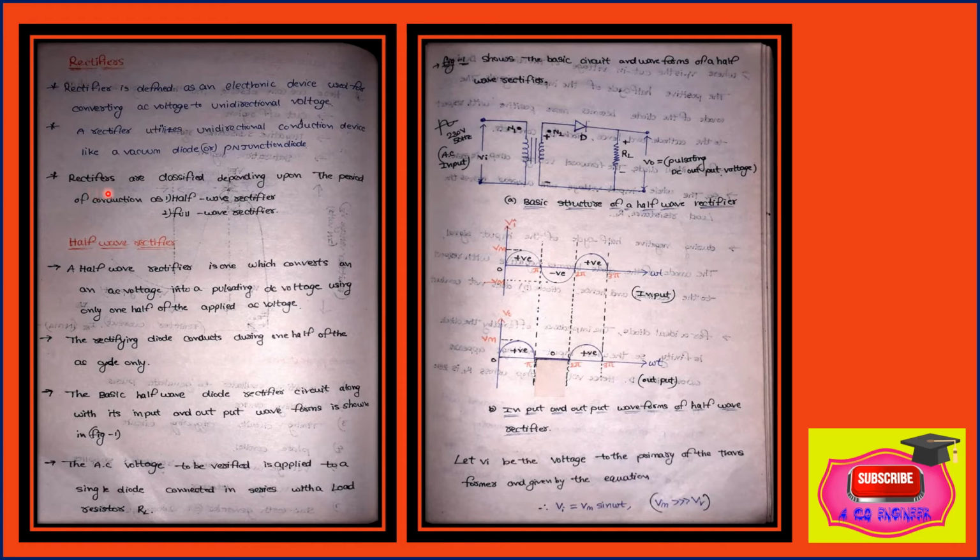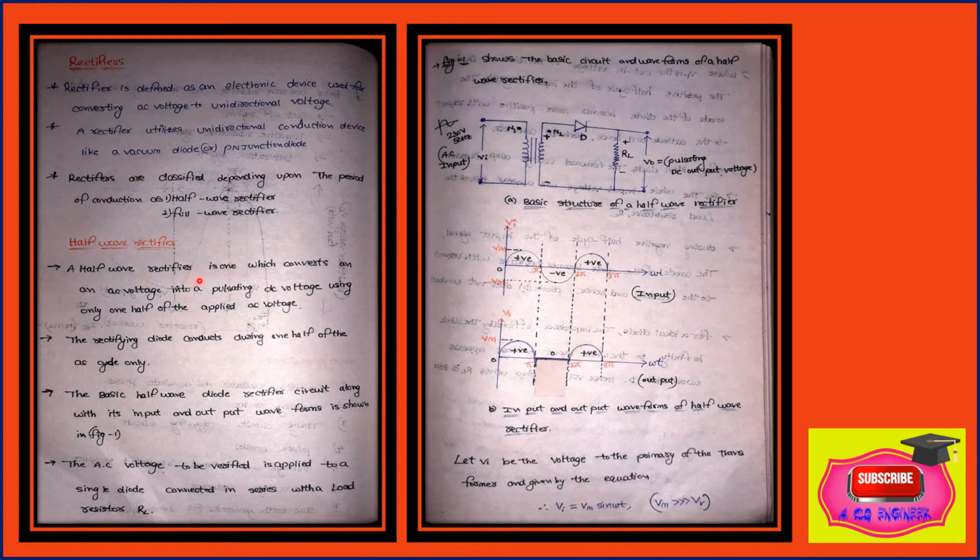Rectifiers are classified depending upon the period of conductance. Due to the period of conductance, rectifiers are classified into two types: the half-wave rectifier and the full-wave rectifier. We will now discuss the half-wave rectifier.